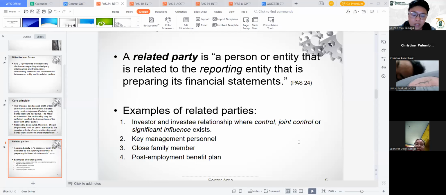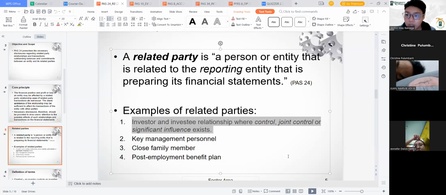As you can see, first, a related party might be an investor of our entity and somehow pertaining to an investor-investee relationship where control, joint control, or significant influence exists. Dadating tayo dyan someday, ano ang interpretation ng control, what is significant influence, and joint control of different entities as well. So somewhere in PFRS 9 or investments.